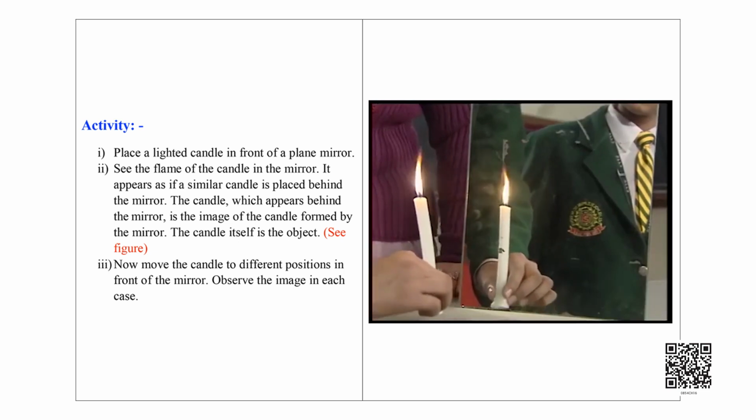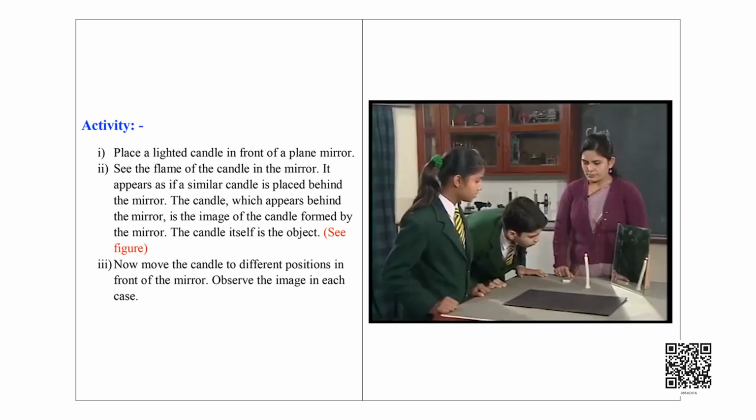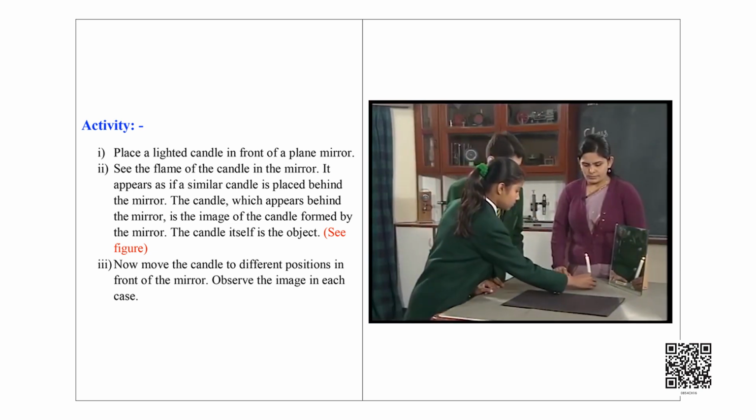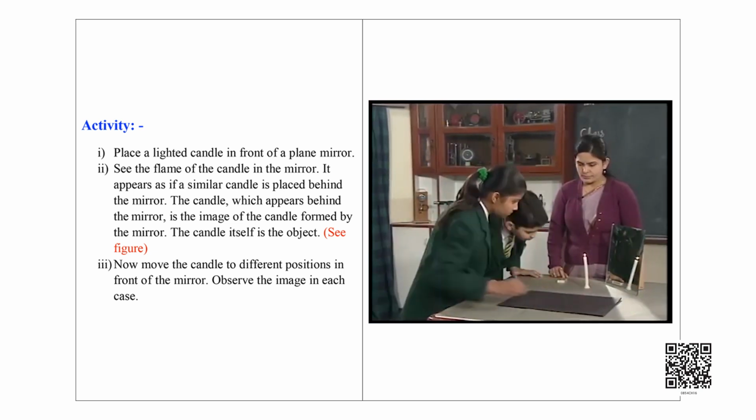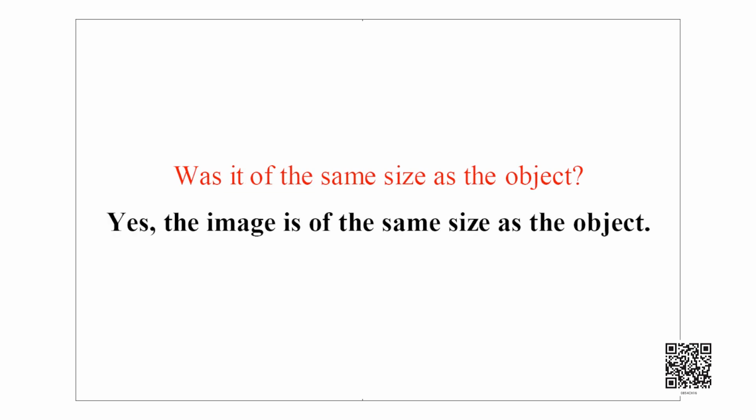Now move the candle to different positions in front of the mirror. Observe the image in each case. Now let us recall some features of an image formed by a plane mirror which you have learned in class 7. Was the image formed by the plane mirror upright or was it upside down? The image is upright. Was the image of the same size as the object? Yes, the image appears to be the same size as the object.